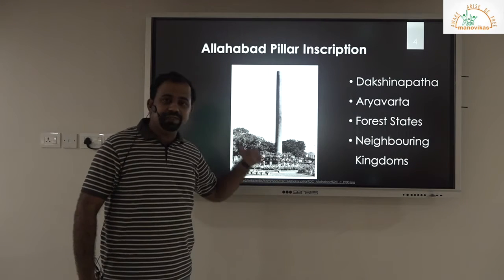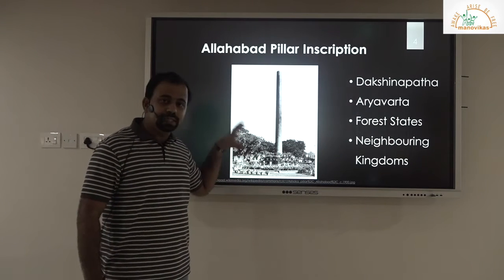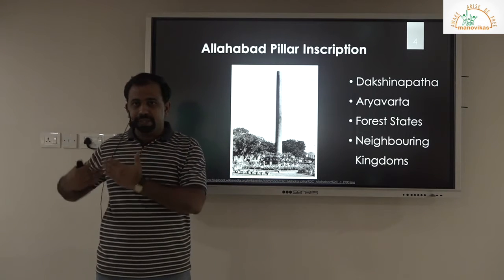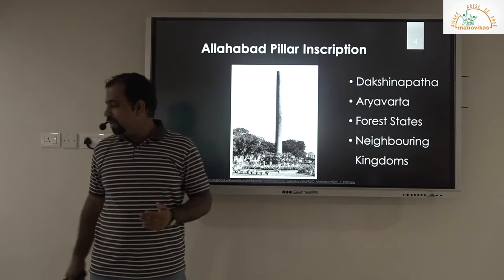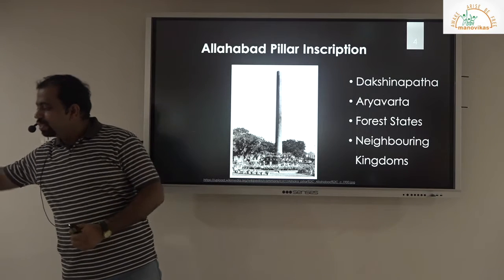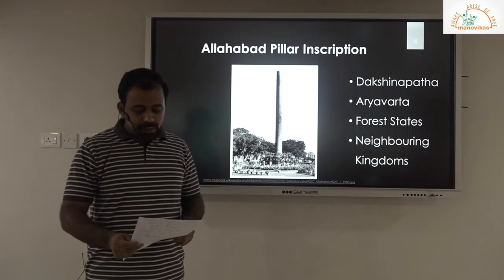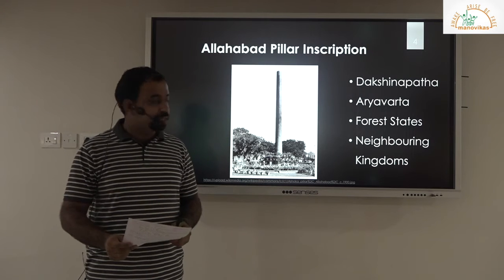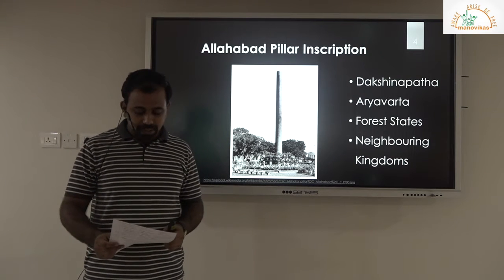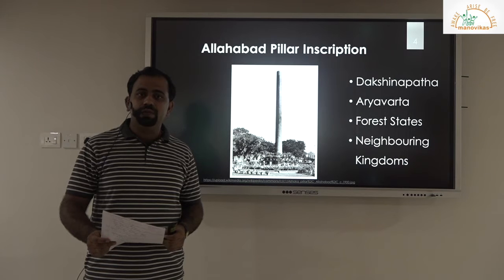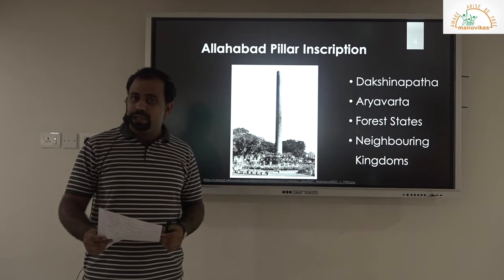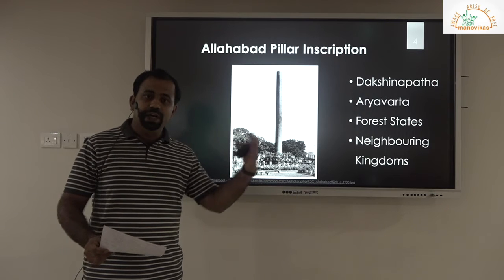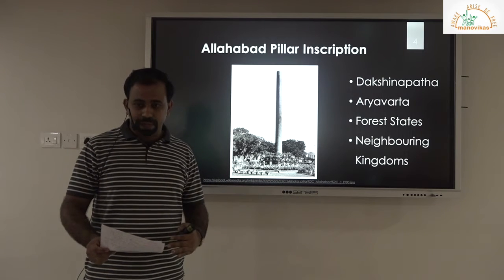There are 4 places which are described in this inscription. The first part which they describe is Dakshinapatha. Dakshinapatha means conquest towards south. What they tell us is that in Dakshinapatha, 12 kingdoms were defeated or captured by Samudragupta, but he didn't stay there for long. He gave this land back to the original kings. Probably they were kept as the feudatory chiefs under Gupta rulers.